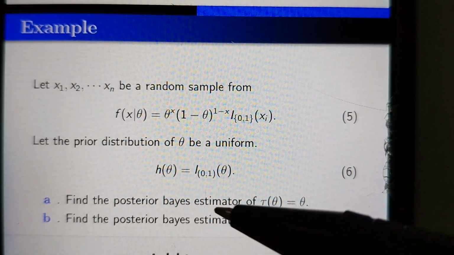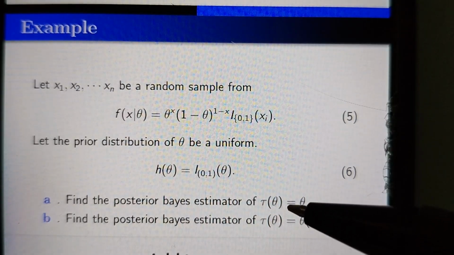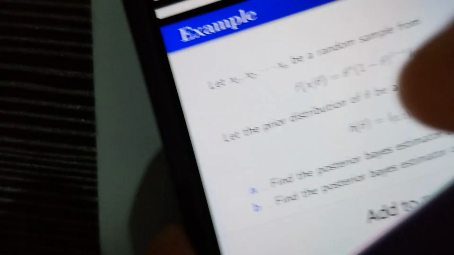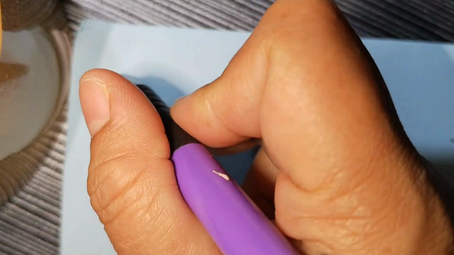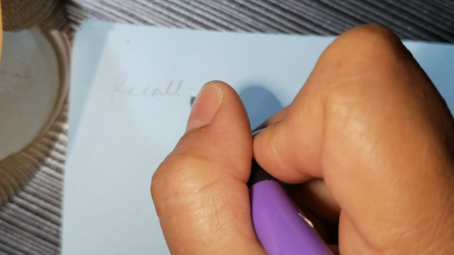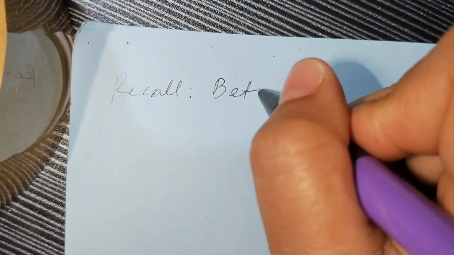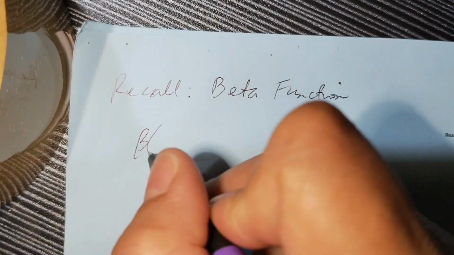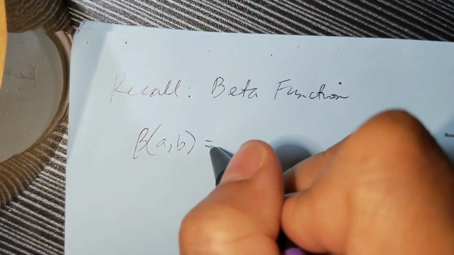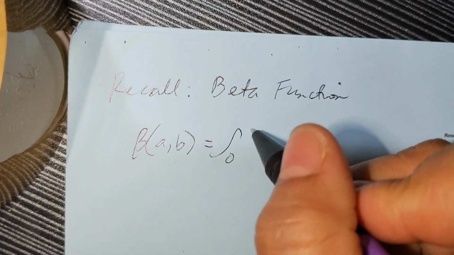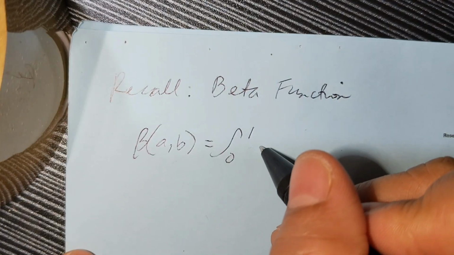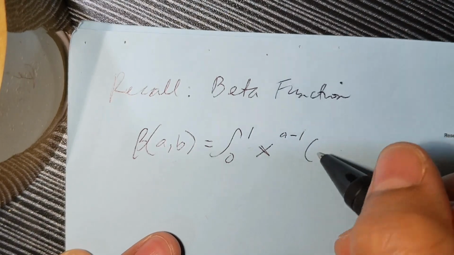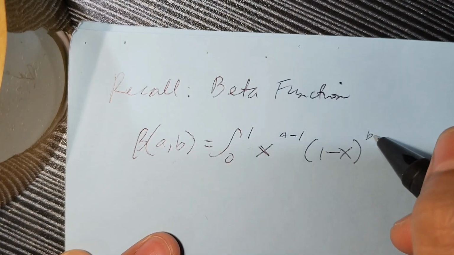So let's find the posterior Bayes estimator of tau theta, which is equal to theta. Okay, let me explain it. Okay, recall your beta function in your STT131 or STT132. The beta function with parameters a, b is the integral from 0 to 1 of x to the a minus 1 times 1 minus x to the power of b minus 1 dx.